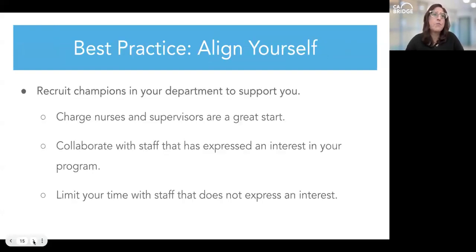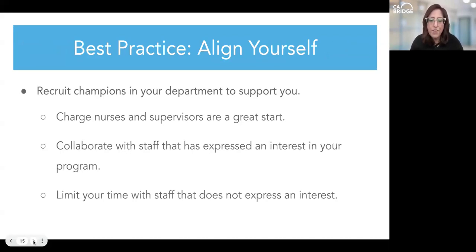The next best practice is align yourself. Recruit people in your department to help you decrease the stigma and the biases. There are already nurses and staff who truly believe in your cause. Don't go after the non-believers. I always say, low-hanging fruit. You have supporters, use them first.